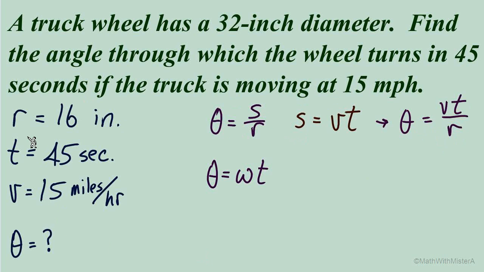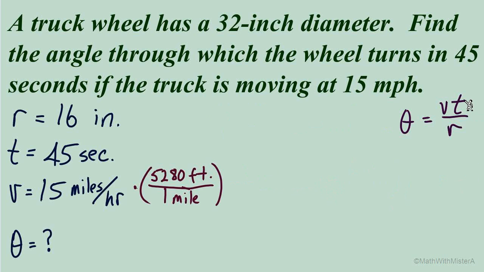And this looks great because it uses r and t and v, all the quantities I know, and it's going to give me theta. So that's great. And just for a little bit of closure, what happens if we look at our fourth formula, omega equals v over r? We put v over r in place of omega there, and we get theta equals v over r times t. Same formula we get right here. So that's what we'll use.